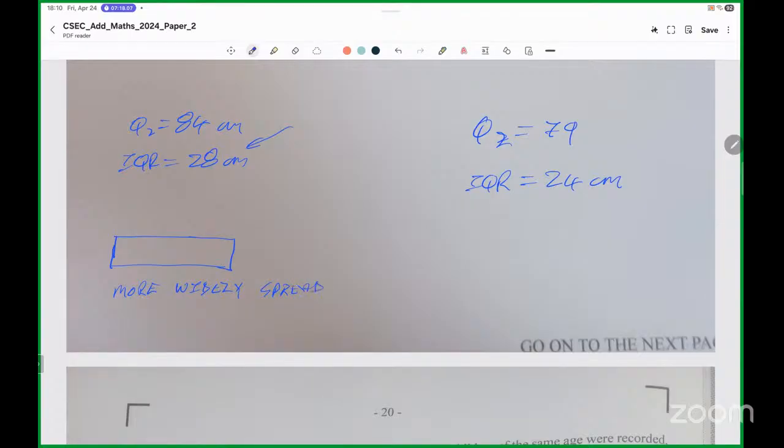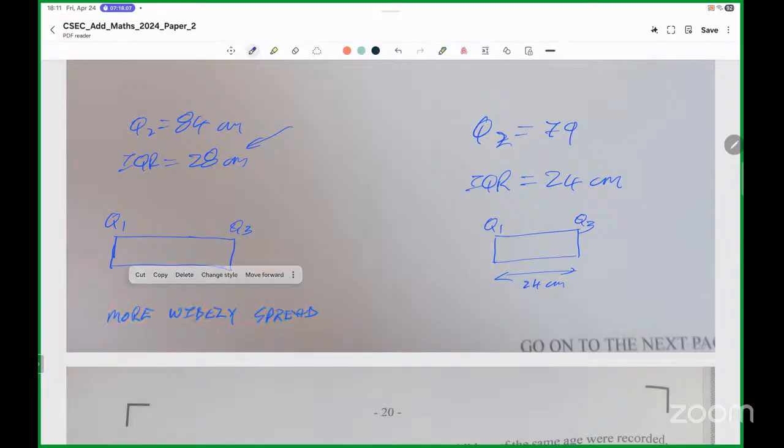And this one is less widely spread. This one would have a smaller spread. Q3 minus Q1 is just 24. That's Q3 to Q1 is just 24 centimeters, while up here, Q3 to Q1 is all of 28.